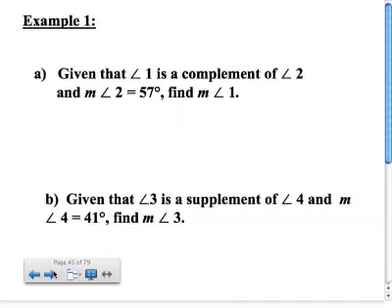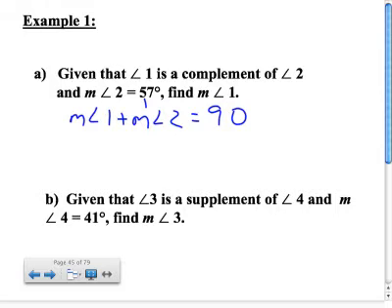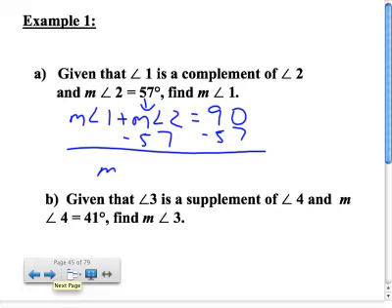All right, so example 1, given that angle 1 is a complement of angle 2, if the measure of angle 2 is 57, find the measure of angle 1. If they're complementary, then we know the measure of angle 1 and the measure of angle 2 add up to 90. We know that the measure of angle 2 here is 57. All right, so subtract 57 from both sides. I'm skipping a step there, obviously. So the measure of angle 1 is very simply 33 degrees.